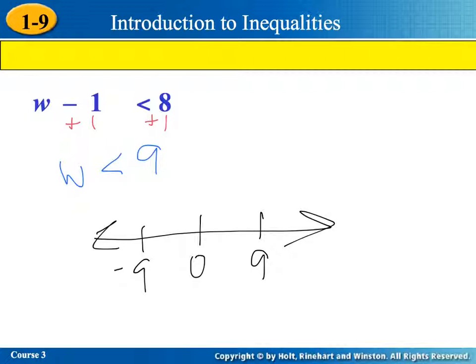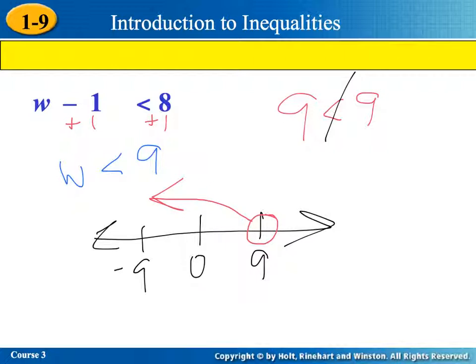And now, is 9 less than 9? No, that's not true. Okay, so we can't use it as a solution. So we have an open dot at 9 because it is not included in our solution set because 9 is not less than 9. Now, how do we shade to less than? Well, what's less than 9? 0 is less than 9, so we need to shade towards 0. Okay, and I just draw an arrow like that.